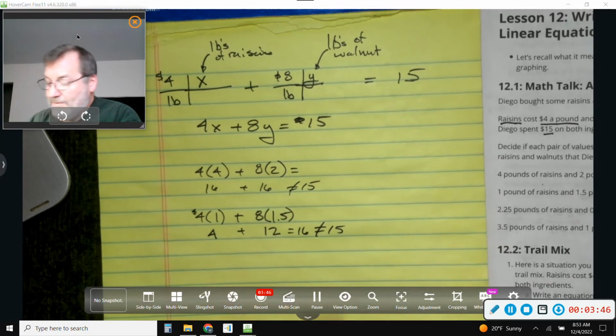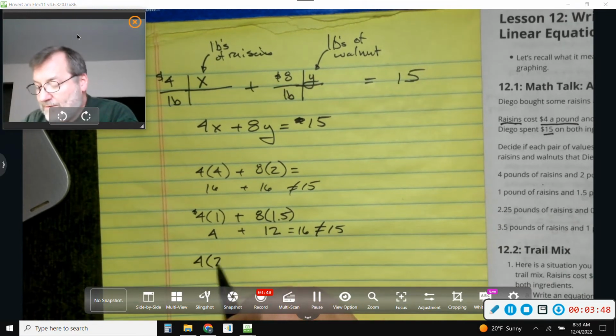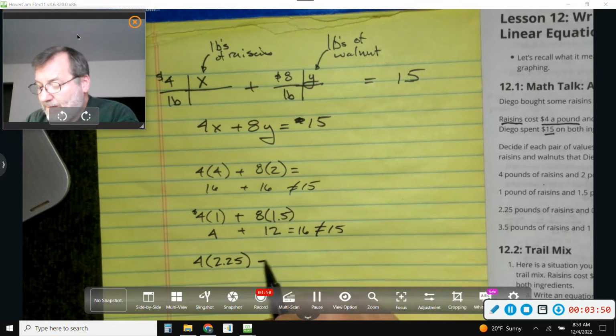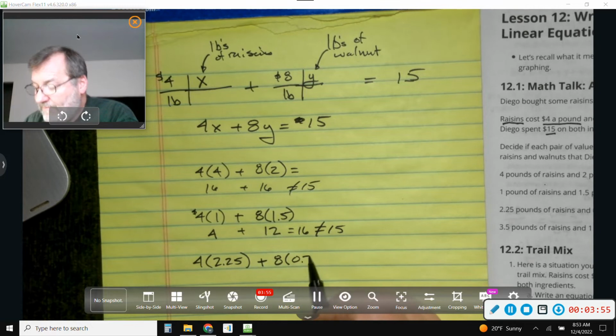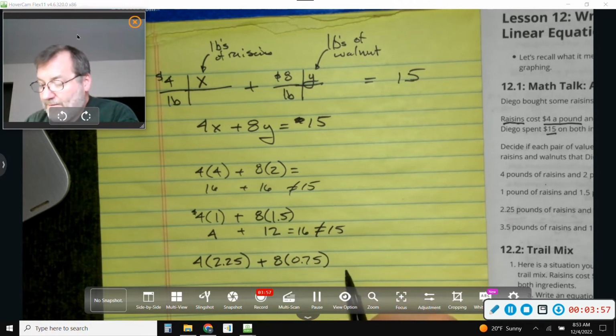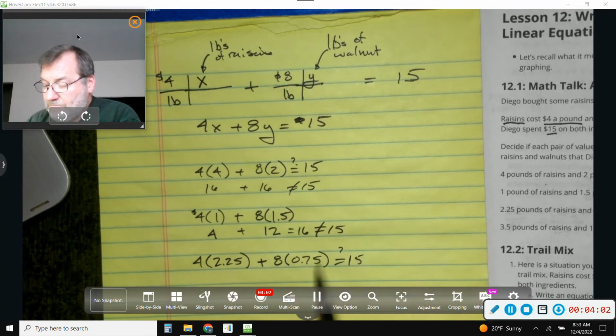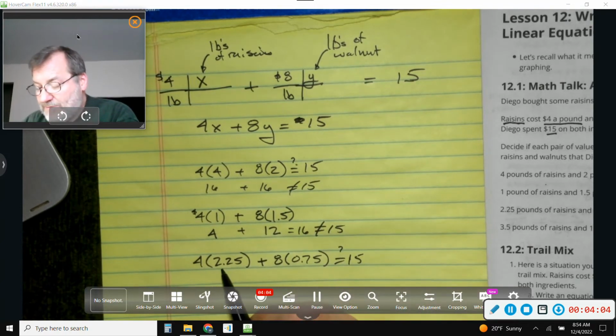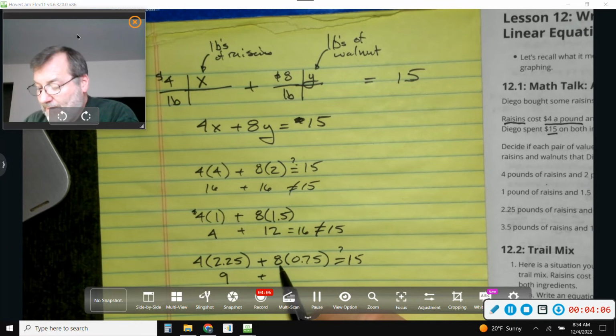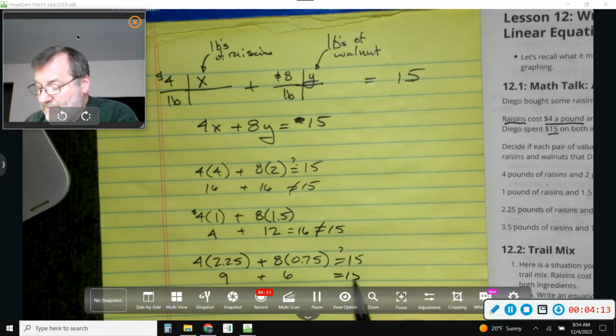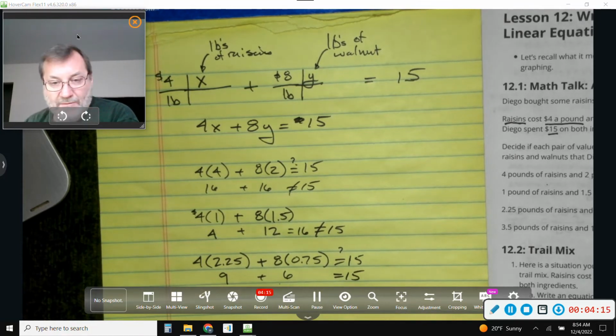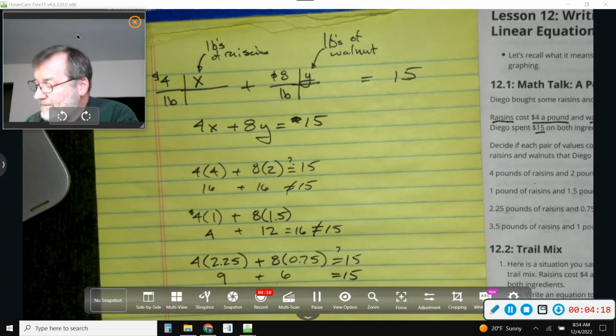Let's go to the next one. $4 a pound times 2.25 plus $8 a pound times 0.75. Alright, let's find out if that does in fact equal 15. Let's see, 4 times 2.25, that's 9, and 8 times 0.75, well, that's 3/4 of 8, which is 6. That does, in fact, 9 plus 6 does equal 15, so I'll put a yes on that one.